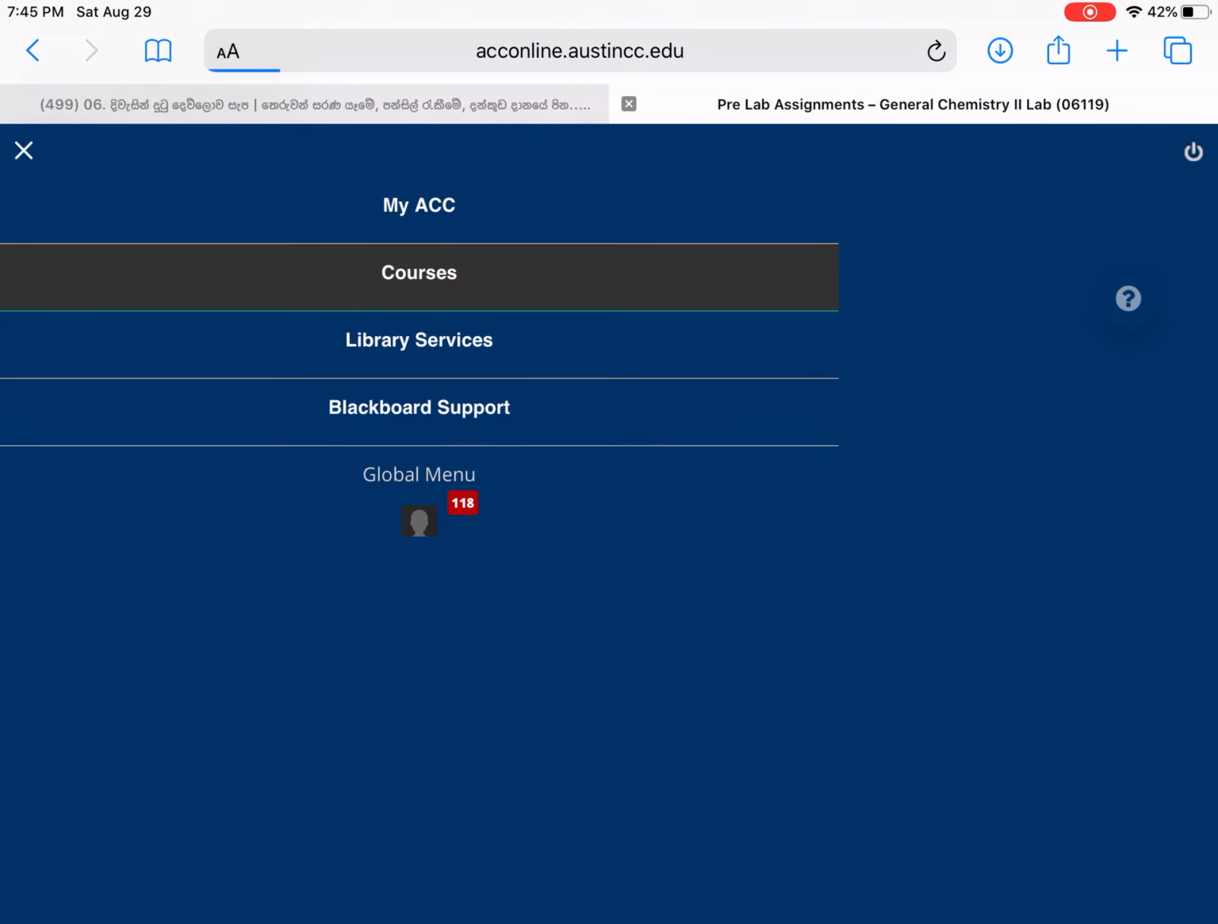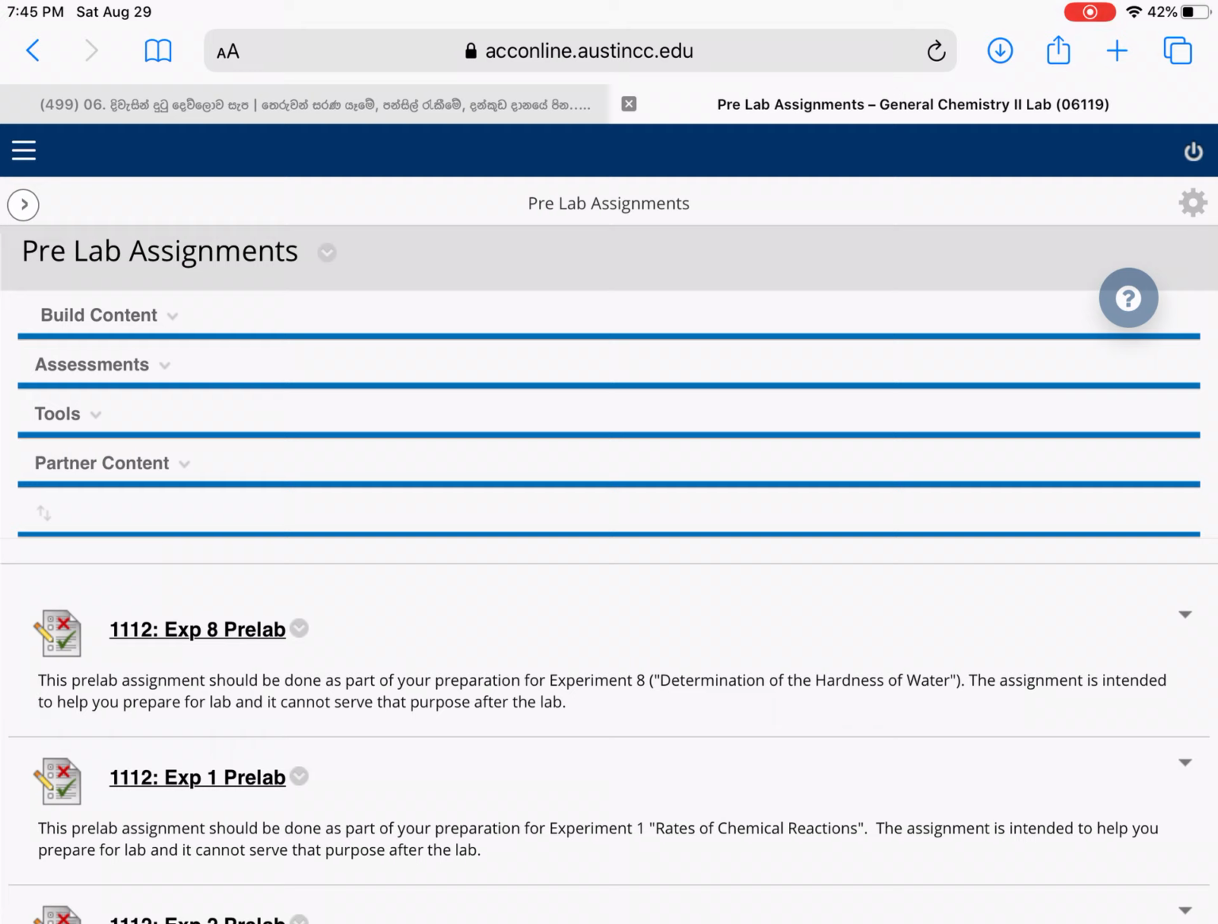Okay, I went to the wrong tab. 2 lab, and you go to pre-lab assignments. Okay, and you click pre-lab assignments, and your pre-labs are due at the beginning of the lab period, and your post-lab report is due 1 week after the experiment date.